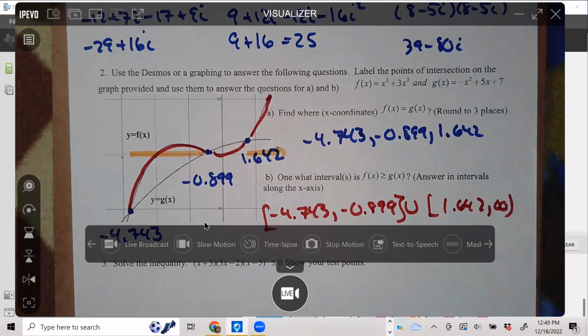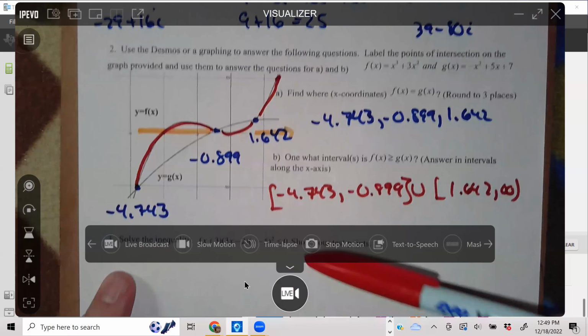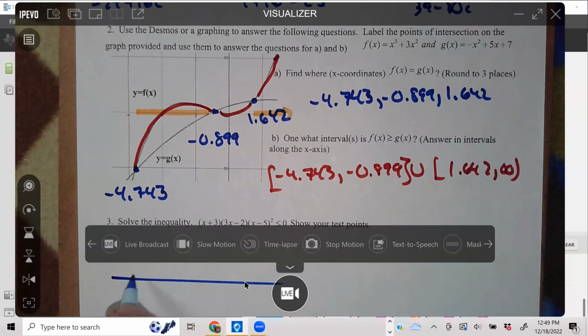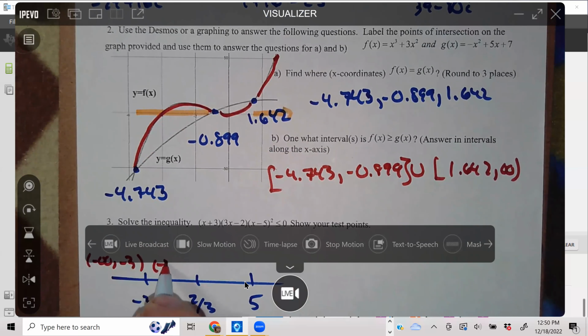All right, looking good. Let's keep going. Next, I want to solve this inequality. So first of all, I need to figure out where it's equal to 0. That's going to be at these points: negative 3, 2/3, and 5. That creates intervals along the x-axis of negative infinity to negative 3, negative 3 to 2/3, 2/3 to 5, and finally 5 to infinity.